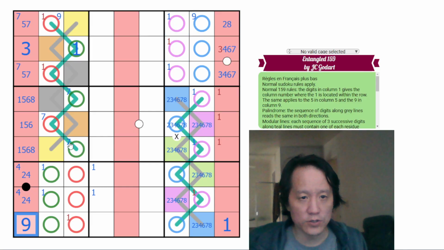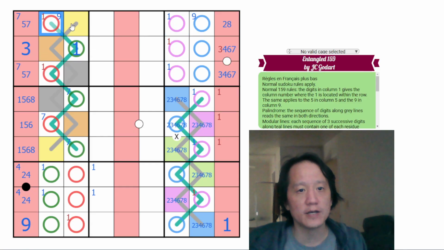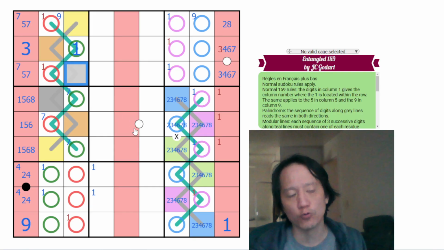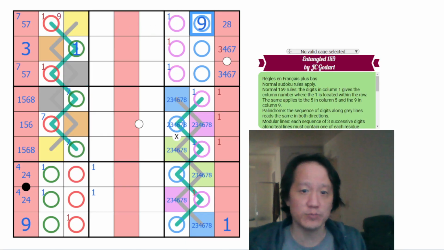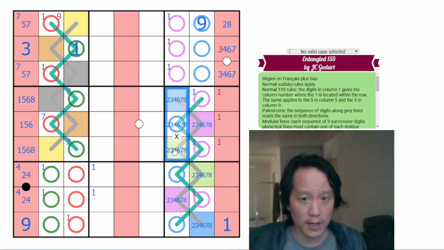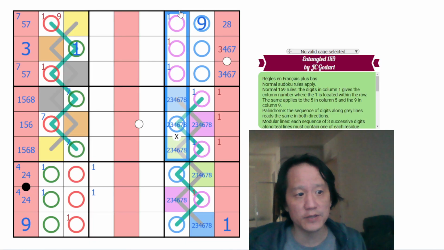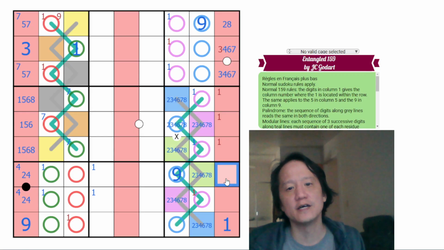This is 9, so this one specifically cannot be 9 because the 9 has to be in the yellow, orange, or gray cell. So this can't be 9, therefore the 9 has to be here, and the 9 cannot be here on this line, on this column. It cannot be here, here, here, can't be here or here, therefore this is 9, therefore that's 7.